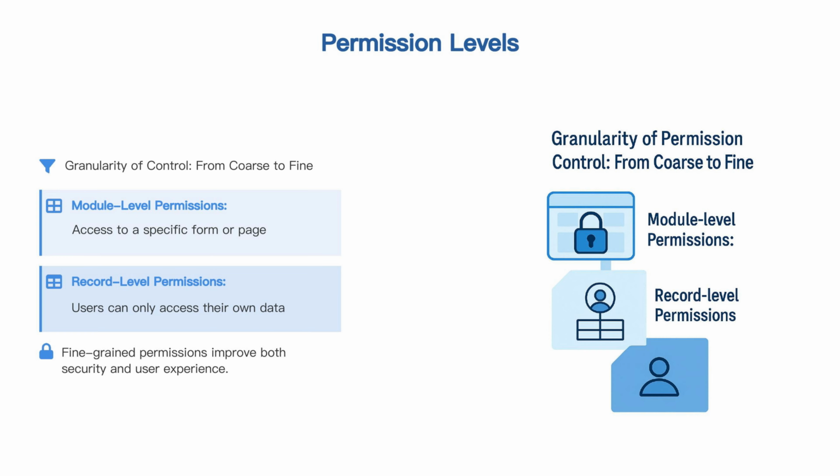Permission control can have different levels of granularity. There are two common levels of permission management granularity, from coarse to fine. These are module-level permissions and record-level permissions. Module-level permissions typically refer to access permissions for a specific form or page. Record-level permissions refer to view permissions for a specific record under a specific form or page.